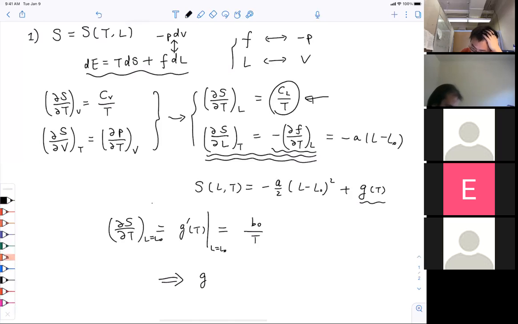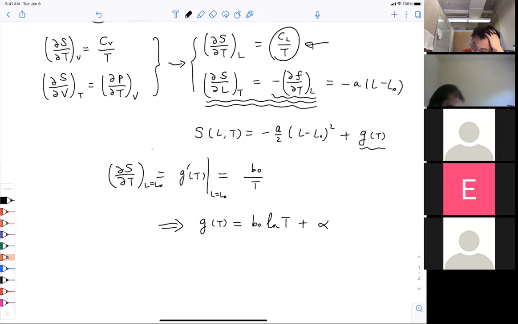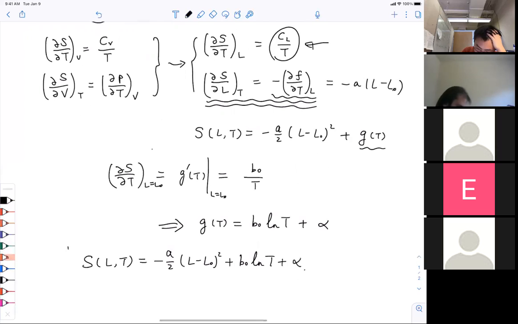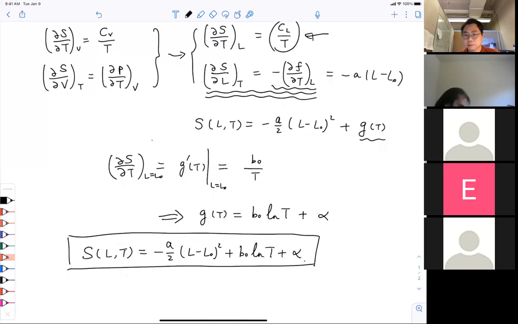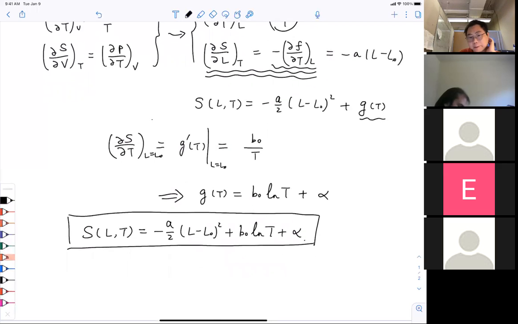This gives us B naught log T plus some constant alpha. It doesn't matter. So we know the entropy is given by this expression. That's the answer for the first part. By the way, I also posted the solution written by the professor on the CCLE. Yeah, you can take a note.